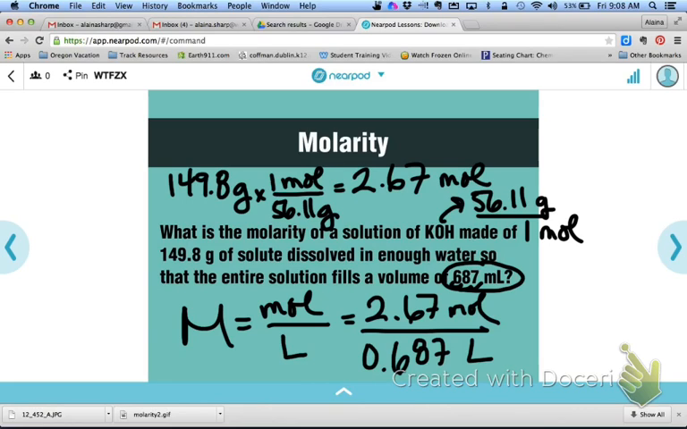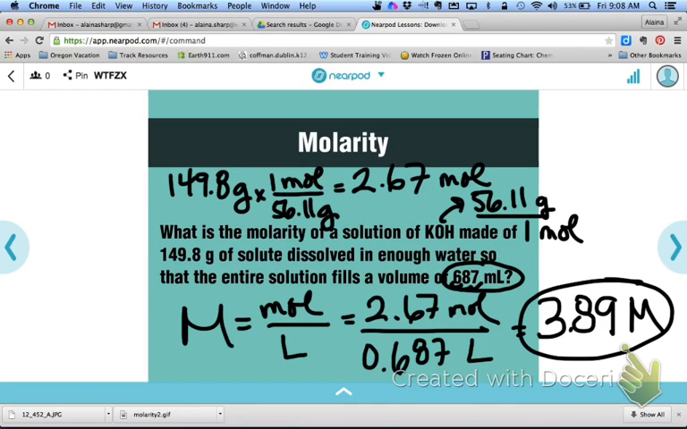And so now I'm just going to divide my answer, 2.67, by 0.687. And this comes out to be, again, 2 decimal places is fine, I get 3.886. So I'm going to make that 3.89. So this is a 3.89 molar solution. So what do we do here? 2 steps. We took our mass and we turned it into moles, and then we divided it by the number of liters, and we got our molarity. So it's a 3.89 molar solution.